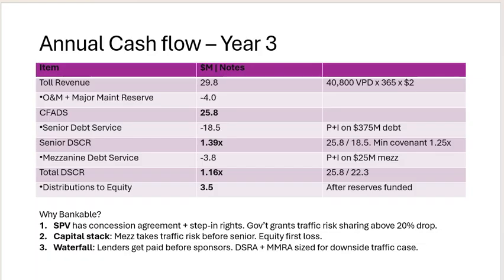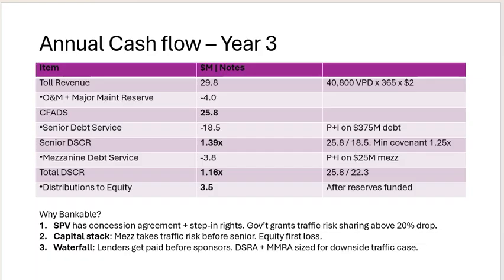175 million debt, and the debt service coverage is 1.35x. So against the 1.25 covenant, which is good and acceptable, and the mezzanine debt is minus 3.8. So principal and interest is 25 on the mezzanine debt. The debt service coverage ratio is 1.16, which is 25.8 divided by 22.2, and the distribution to equity is 3.5 million after the reserve is funded.